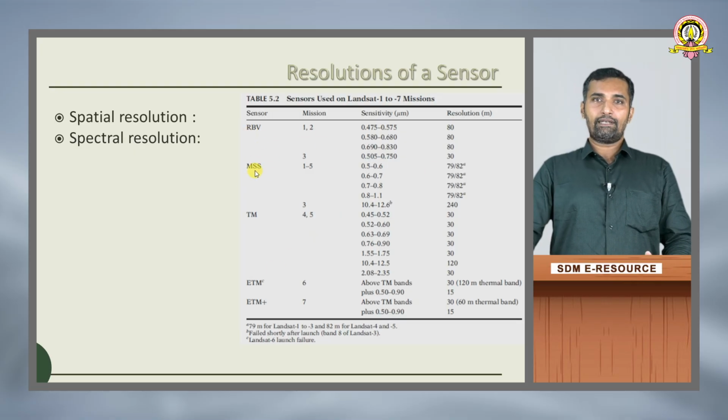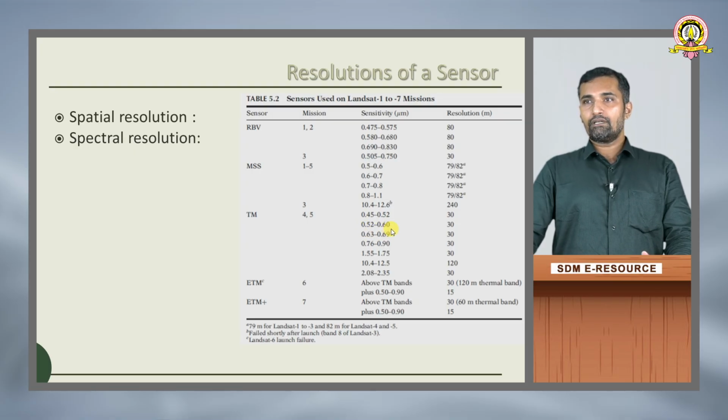These sensors are mounted on Landsat missions. Important thing, you can see the TM band. TM stands for Thematic Mapper. It has many bands. For example, 0.45 to 0.52 micrometer region, you can say it's the blue region of the electromagnetic spectrum. 0.5 to 0.6 is the green region, 0.63 to 0.69 is the red region. That means in the visible region there are 3 bands.